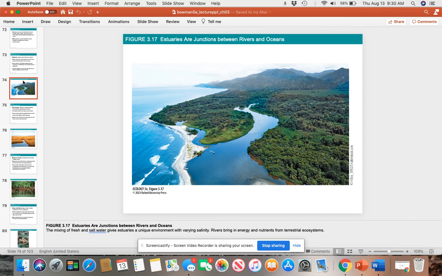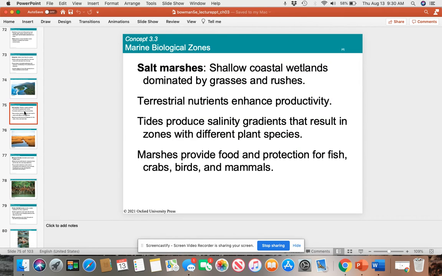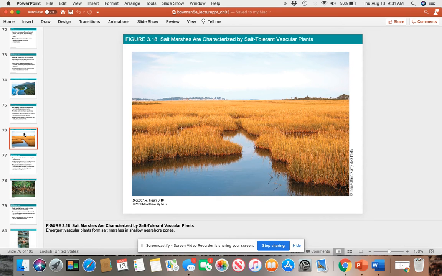So, example of an estuary, salt marshes. You can find these in shallow coastal wetlands. Salt marshes are very important because they pretty much act like a filter that can withhold any type of pollution from terrestrial areas flowing into marine areas. Different type of habitat, also areas of high salinity here. Different types of organisms have adapted to survive here.